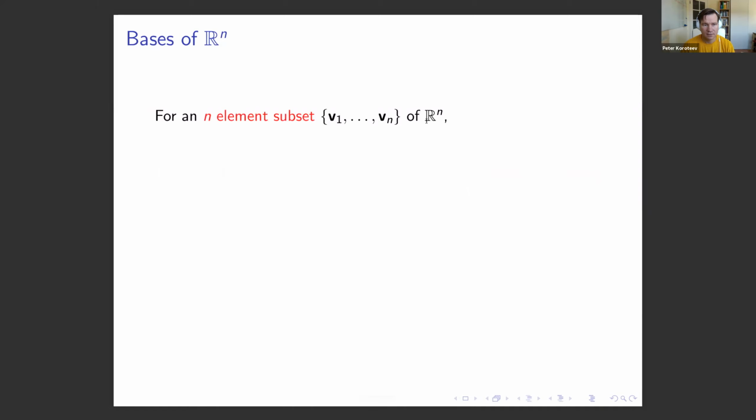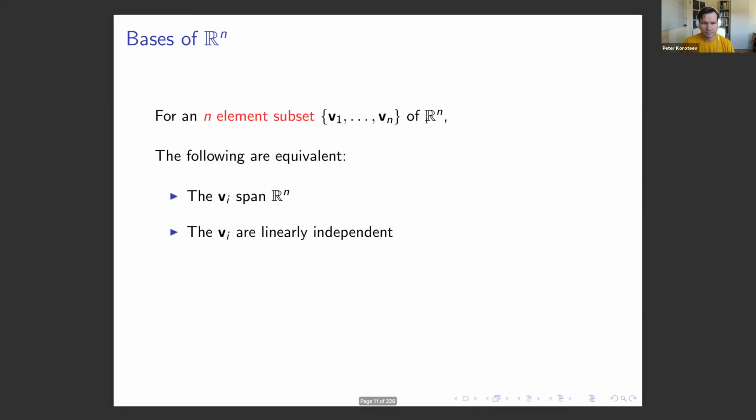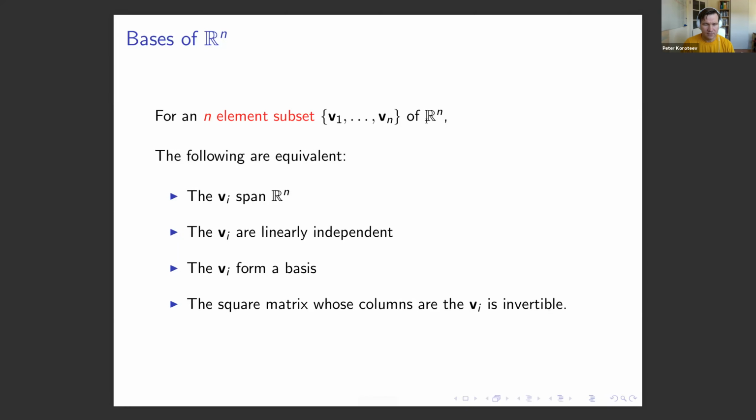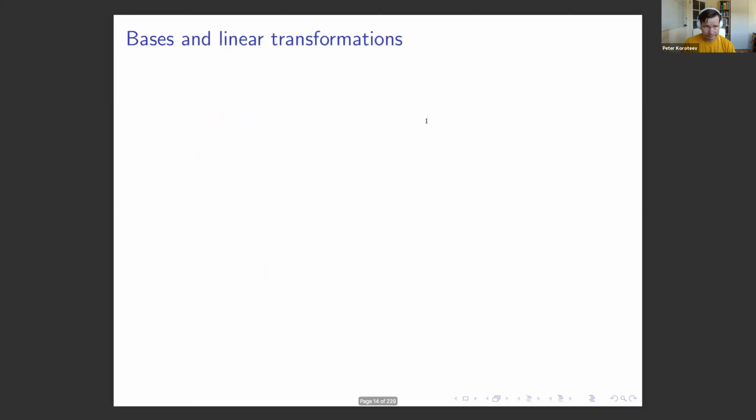For an n-element subset V1 through Vn of Rn, the following statements are equivalent. Those vectors span Rn. These vectors are linearly independent. They form a basis. The square matrix whose columns are the vectors Vi is invertible. So let's break them down in a bit more detail.